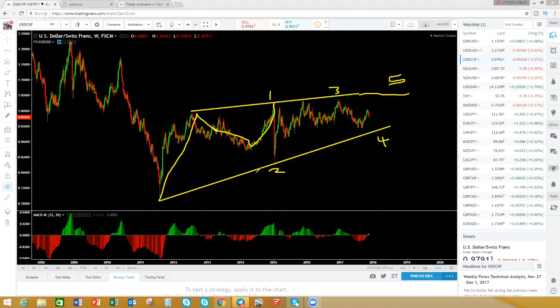Right, so this looks like a leading diagonal with 3 waves in between. As you can see here, we've got 1, 2, 3. Right, that's 1. We've got a correction here. If you go to the lower time frame, obviously this happened in just a few days, just about 2-3 days.